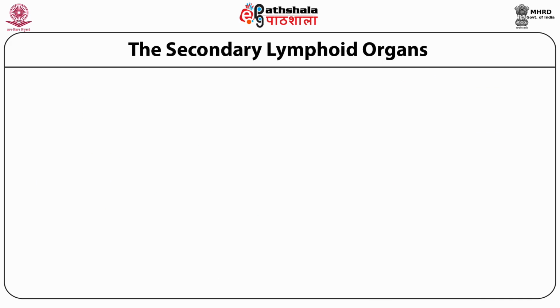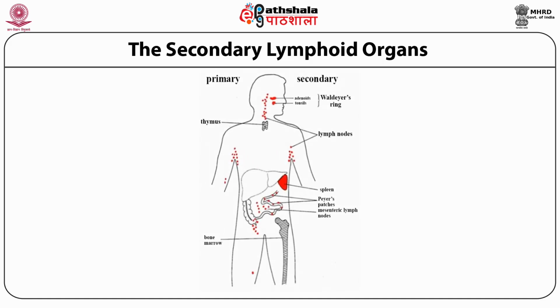It is here in these secondary lymphoid organs that the immune response actually takes place. Spleen is the first important secondary lymphoid organ. Then comes lymph nodes. Mucosa associated lymphoid tissues are called MALT, and they are shown in this figure, how they are distributed. Once the B and T cells have matured, they migrate to these secondary lymphoid tissues.